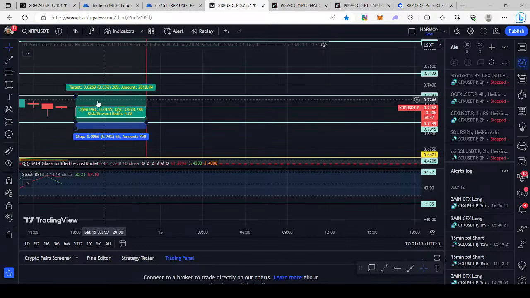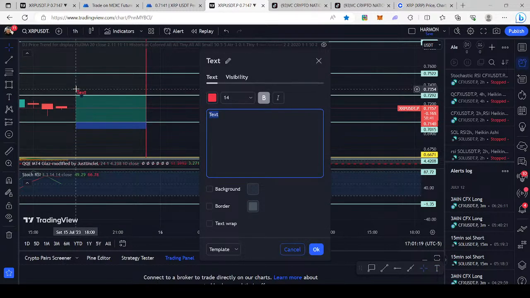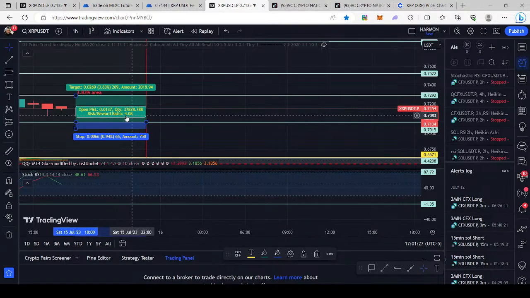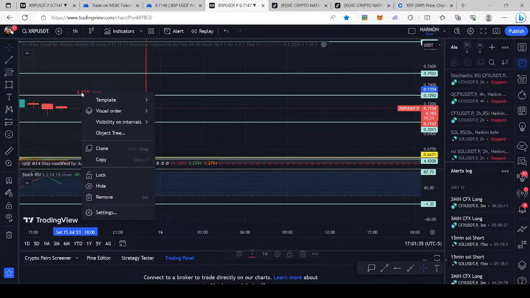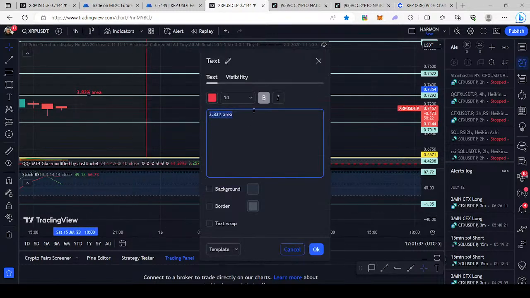We see that we have a 3.83% area to trade in, right? And I'm going to text that out. And I'm going to say here 3.83% area. And that's just going to remind me that between these two lines, right, now I can get rid of this, I have an area between these two lines here that will allow me, and I'll make this text a little bit bigger. I'll make that about 28 so I can find it.